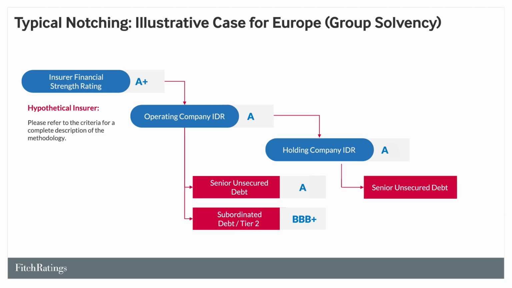If issued by the holding company, senior unsecured debt is typically rated one notch below the holding company's IDR. The Tier 2 subordinated debt is typically two notches lower at BBB. If an insurer is based in Bermuda, the notching is similar to the European example with respect to the IDR notching and the more senior debt. However, the junior debt may be treated differently depending on security-specific considerations.